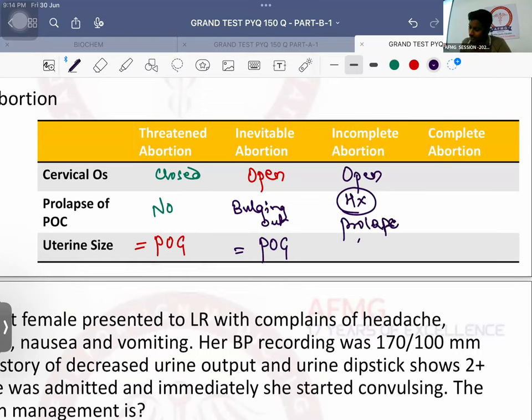Theek hai? And uterine size will be less than the period of gestation. Matlab agar uski 34 hafte ki pregnancy hai, 34 weeks, then the size will be somewhere around 28, 26 weeks only. Theek hai? Next important, complete abortion.